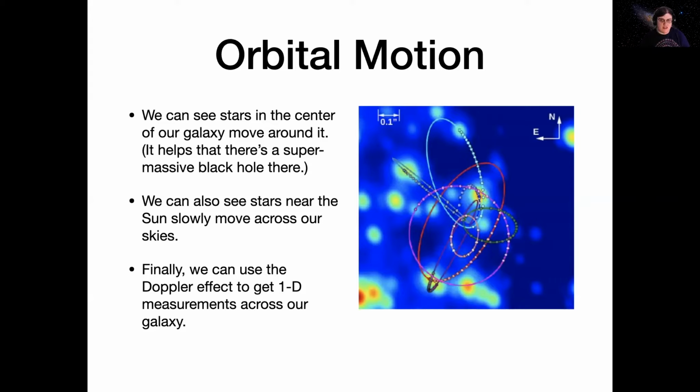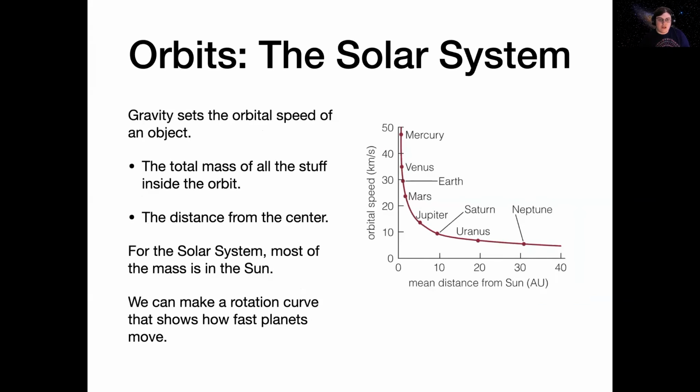So we do this. And why are we doing this? We're doing this to get the mass distribution of the galaxy. We want to know not just how massive the Milky Way is, but where the Milky Way is keeping its mass. So gravity is going to set whatever the orbital speed of an object is. And two things are going to play into that. One is the distance from the center, and the other is how much mass is inside the orbit of that star, planet, whatever.